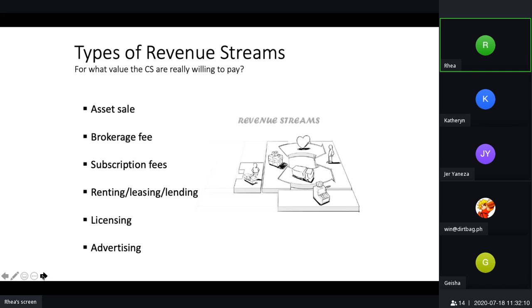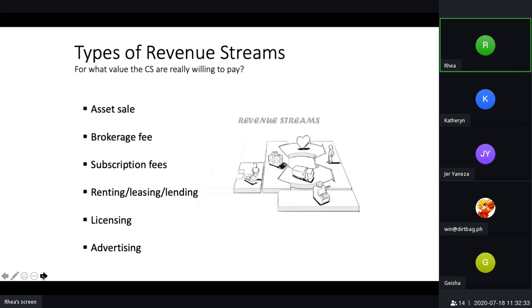We can also do licensing. For example, if you already created a product and you have trademarked it, you already filed a patent for it, then you can opt to sell that license to companies who would be doing the market creation for it. You can just sell the license of the patent to them so they can be able to use it.